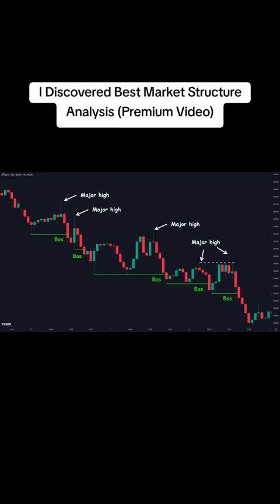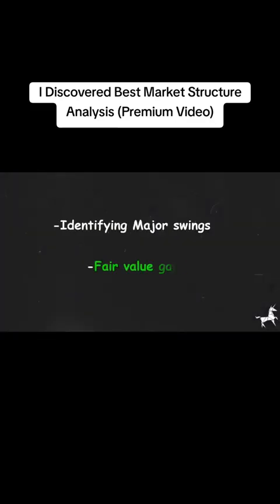This was the first criterion for identifying a major swing, the origin of a break of structure. There are 2 more criteria that help us identify major swings and confirm the market direction. Number 2. Fair value gap.